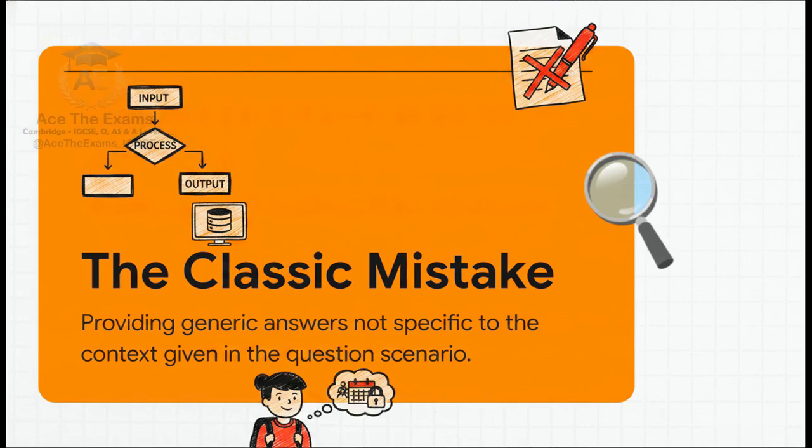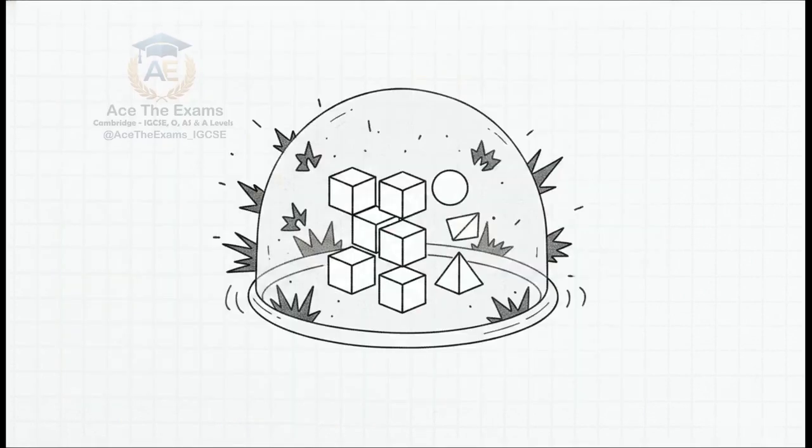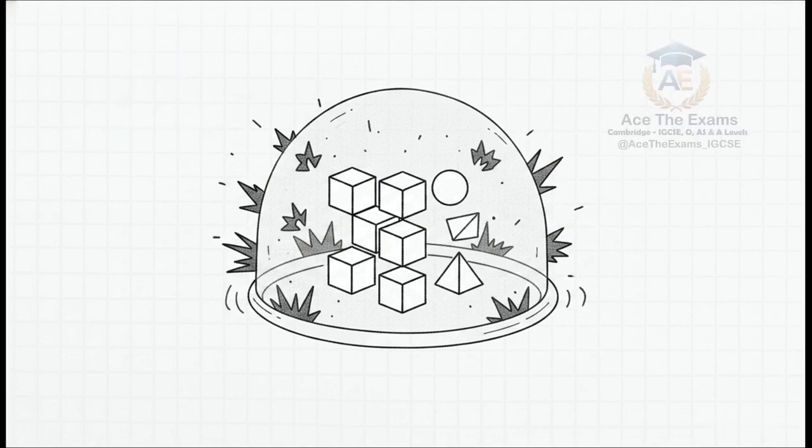The exam paper is not asking for sterile textbook definitions. It is asking you to solve a problem for a specific client or scenario. If your answer could be copy-pasted into a completely different exam question and still technically make sense, it is too generic. You must fiercely anchor your code and your analysis to the scenario provided. These 3 errors cost students easy marks every single examination series, so be incredibly vigilant about boundary conditions.